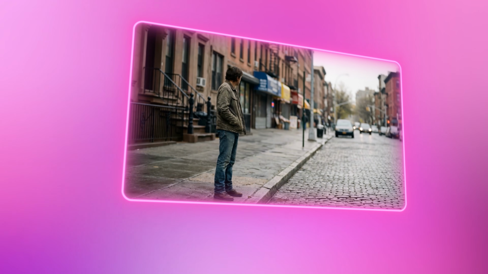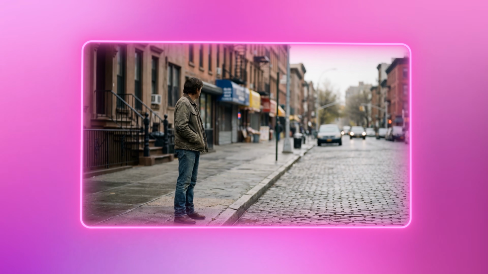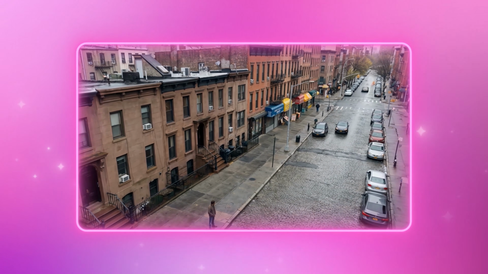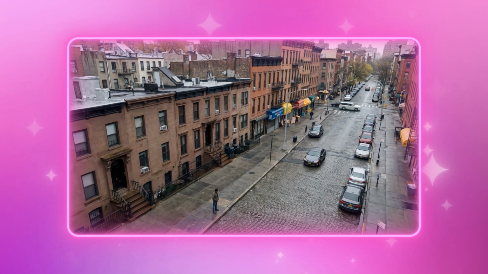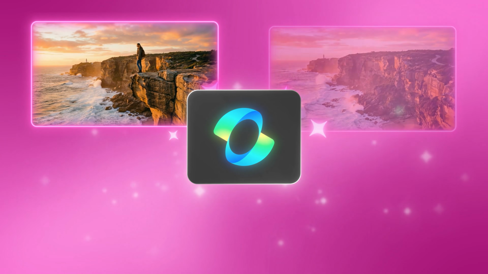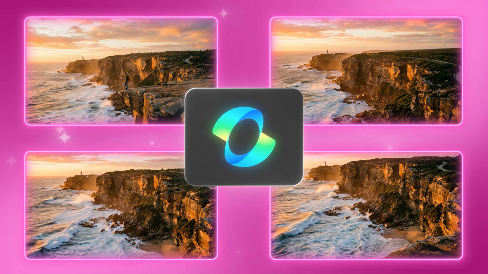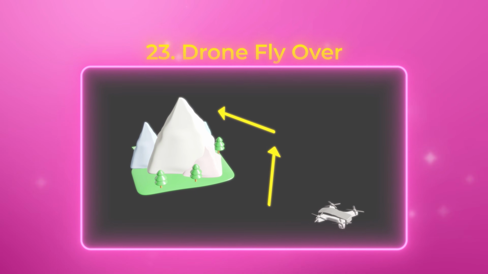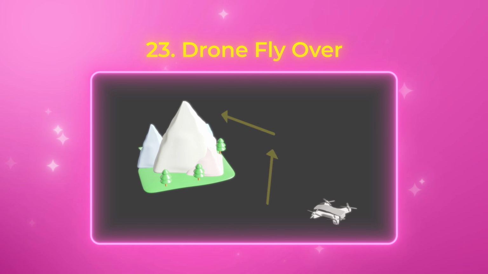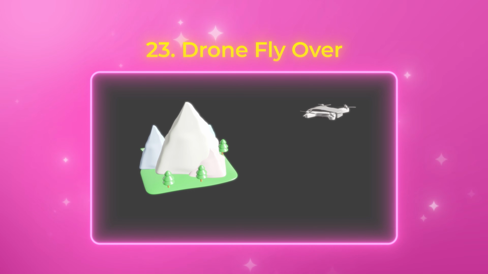A person standing on a sidewalk looks ordinary from eye level, but from high above they look like a tiny figure in a massive landscape. And that shift in perspective is what makes drone footage feel so cinematic. Kling 3.0 can pull off the same look, and the results are surprisingly convincing. Move 23 is the drone flyover, which takes the camera high above the scene and moves it forward.